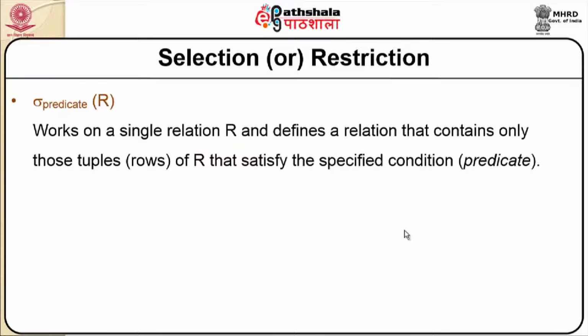First, we will perform an operation called selection, which is otherwise called restriction. The notation that is used for selection is sigma. Sigma of a relation R with a predicate. The predicate mentions the condition that we have to apply for doing this selection operation. So this works on a single relation R and defines a relation that contains only those tuples of R that satisfy the specified predicate or condition.